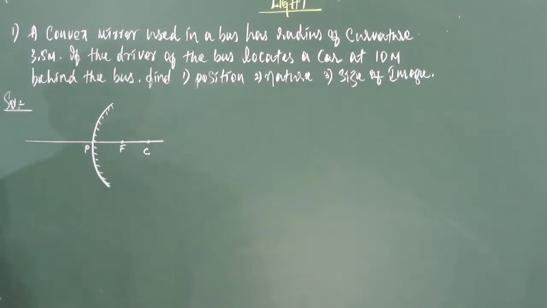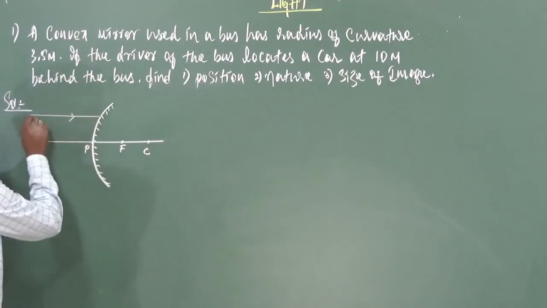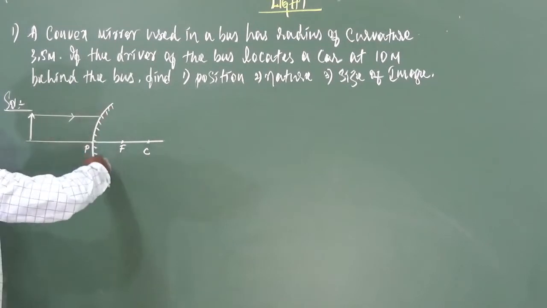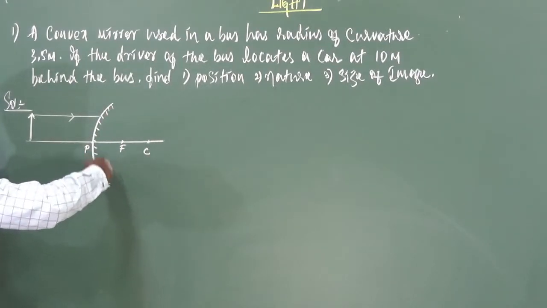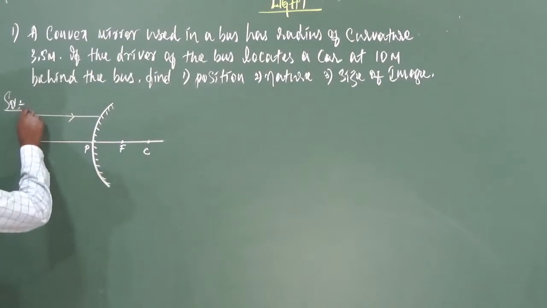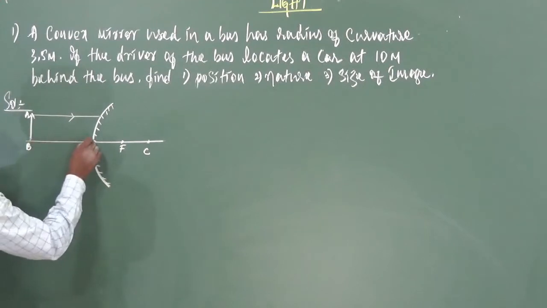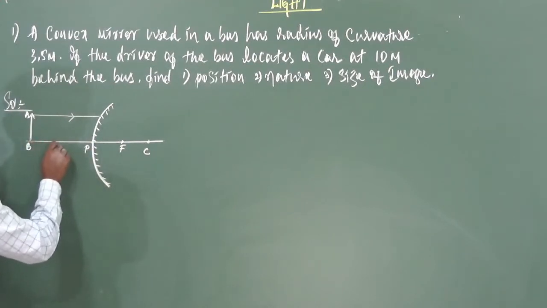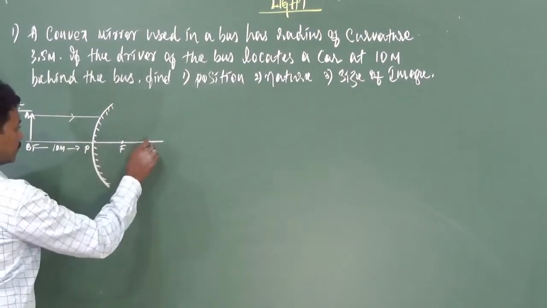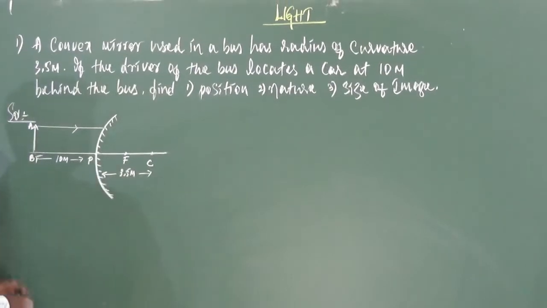Now, the light rays which are coming in this direction fall on the mirror. Let us imagine that this is the position of the car. This mirror is the rear view mirror of the bus, and let this be the position of the car, indicated by AB. The distance of the car from the rear view mirror is 10 meters, and the radius of curvature of the mirror is 3.5 meters. It is given according to the data.